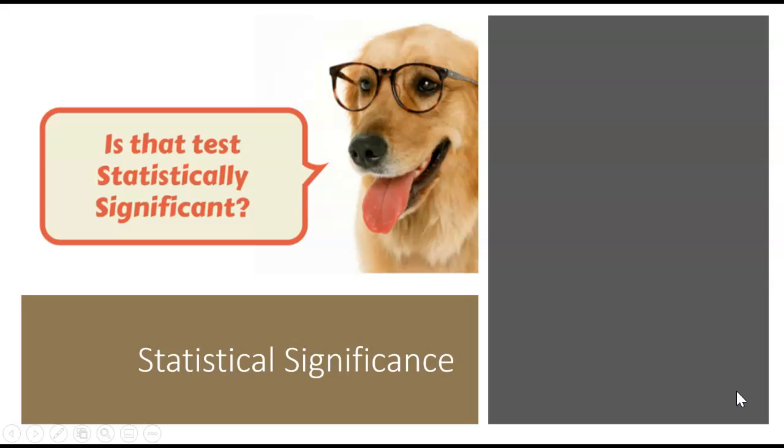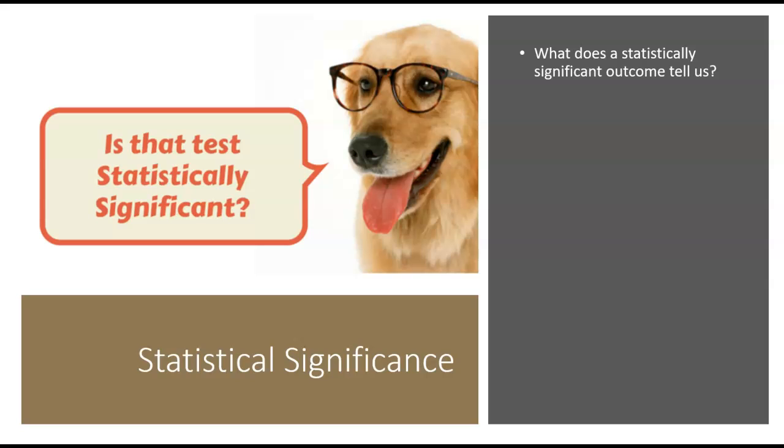So when we ask the question, like this adorable golden retriever asks, is that test statistically significant? You should be asking the question, what does this outcome tell us? And this is where, a lot of times students say, I am not going to be a researcher. Why do I have to learn this?